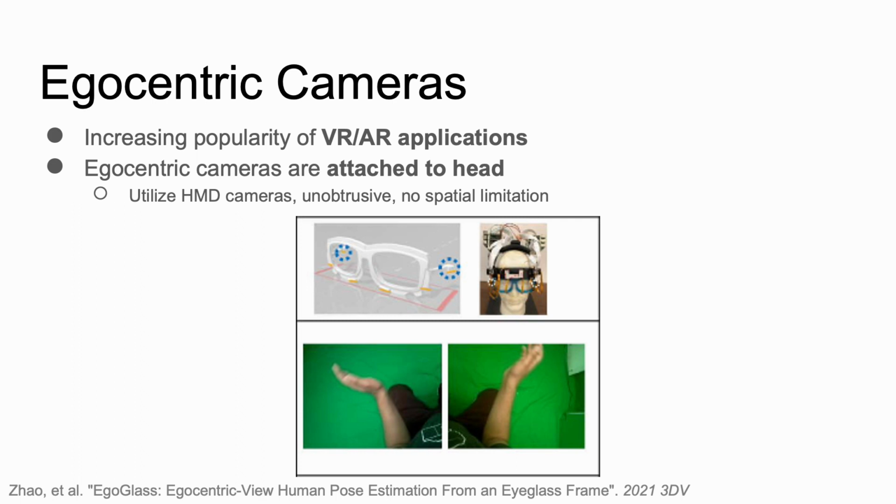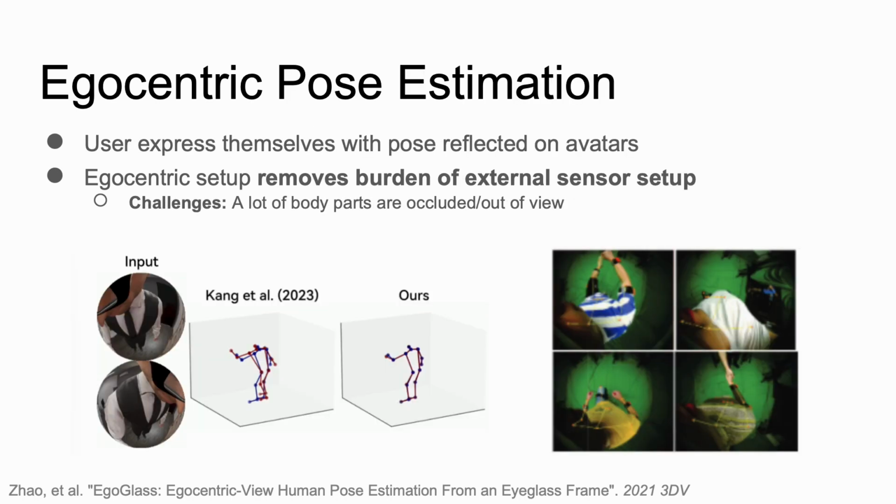The Egocentric setup is gaining attention for VR applications. The setup uses cameras on the head, such as one mounted on the HMD devices. Without external sensors, Egocentric setup provides an unobtrusive experience. We introduce methods to improve pose estimation from Egocentric cameras.